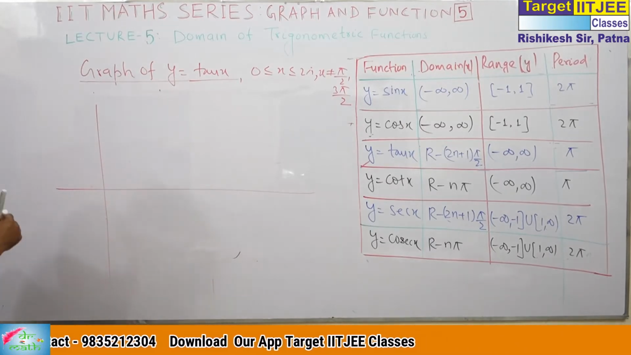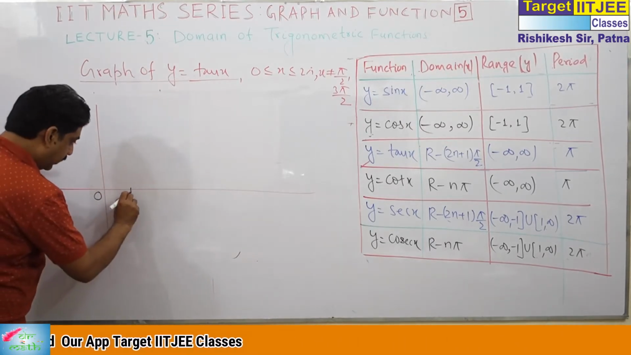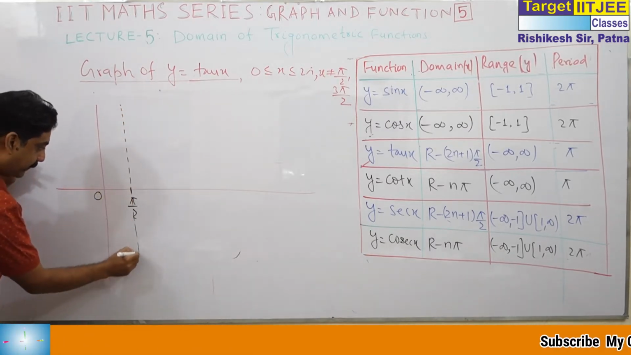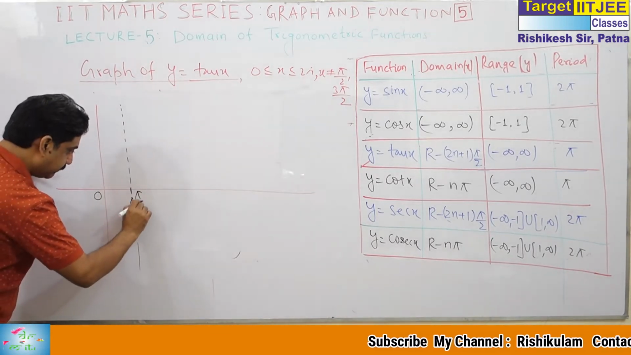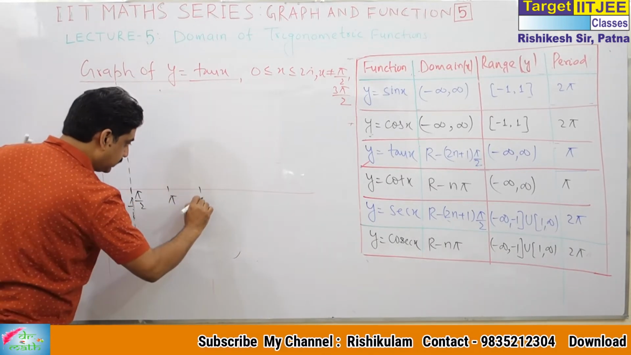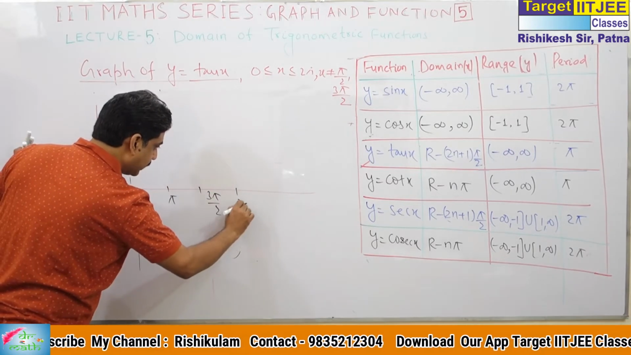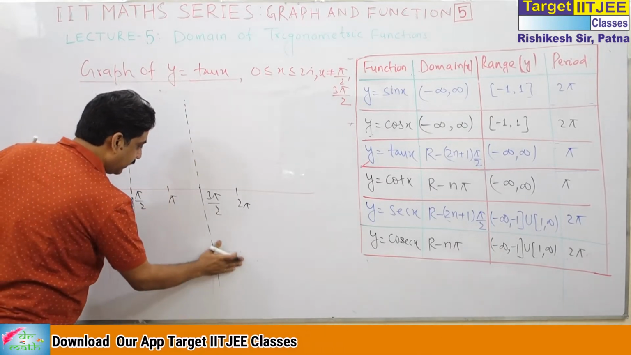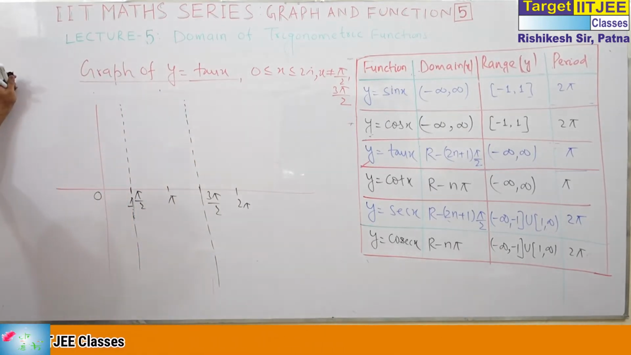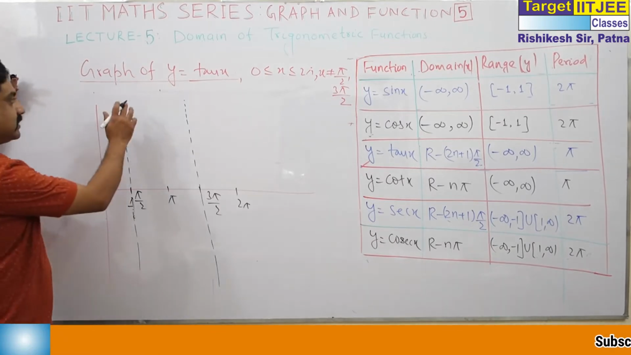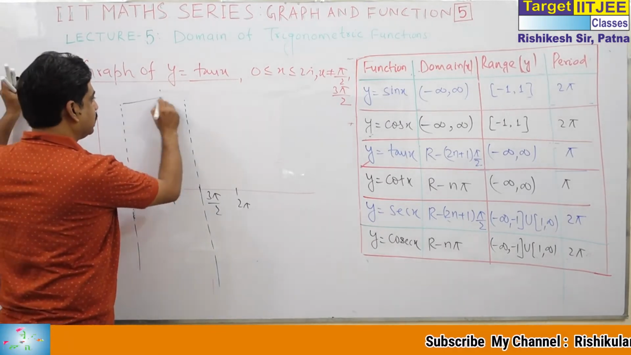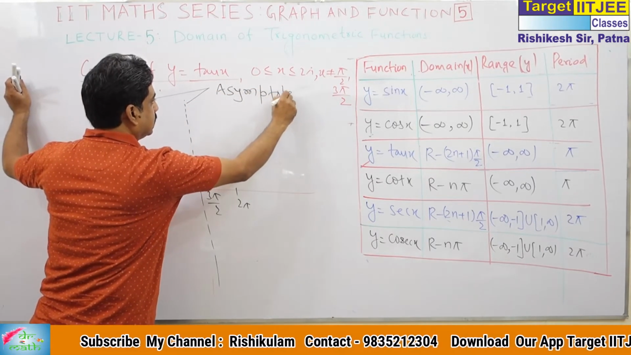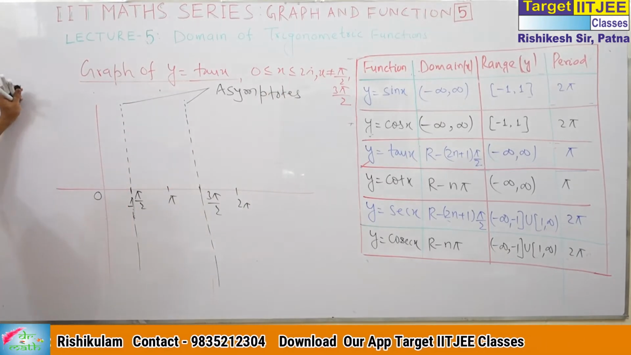First of all, we will draw straight lines parallel to the y-axis at pi by 2, pi, 3 pi by 2 and 2 pi. Since tan x is not defined at these values, we draw lines parallel to the y-axis. These lines are actually called asymptotes. I will deal with asymptotes in the application of derivatives.